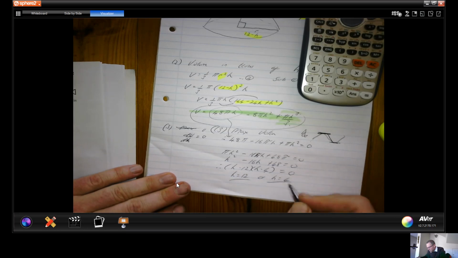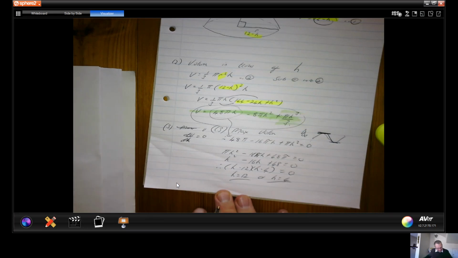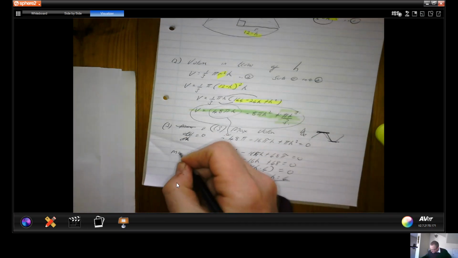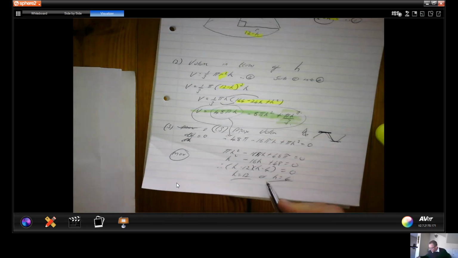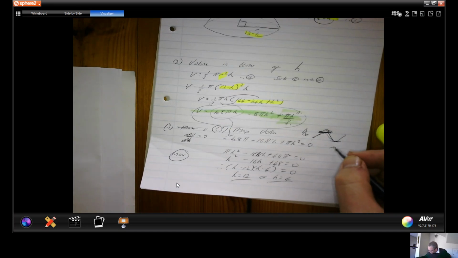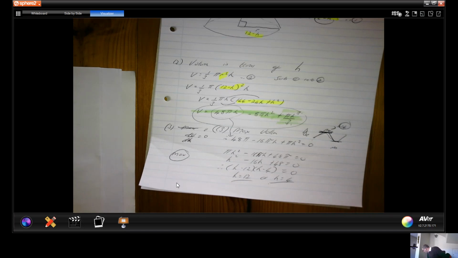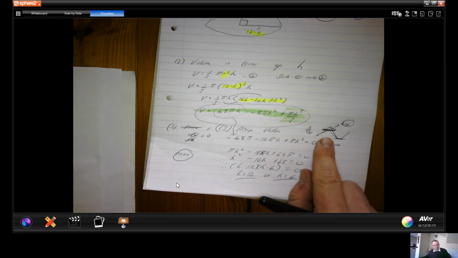The question is, which gives you the maximum volume? The question was to determine the maximum volume of the cone. Well, we had a cubic, so the maximum is going to come first and then the minimum. So the maximum should be at h is equal to 4. Does that make sense? It's worth knowing these shapes.